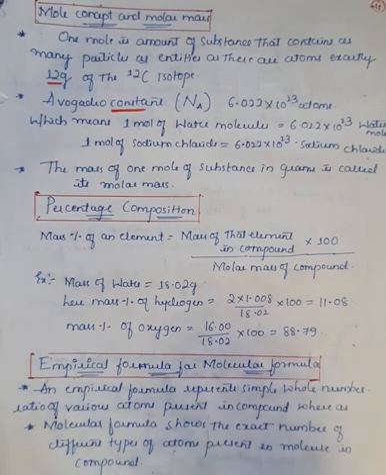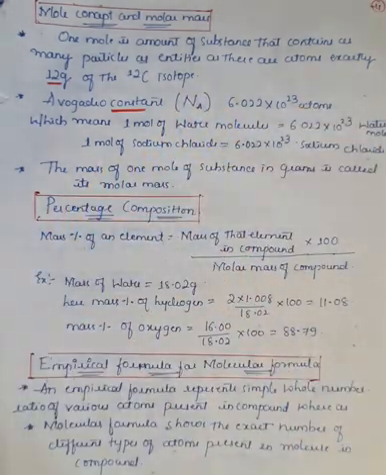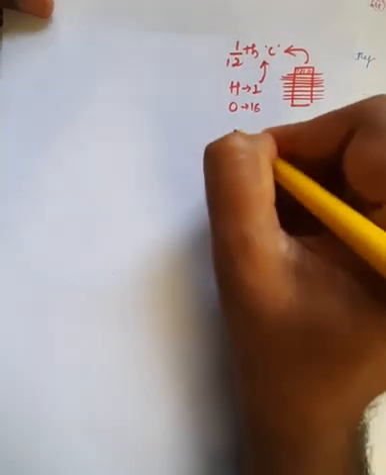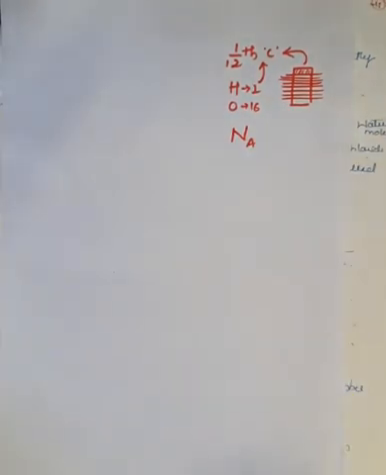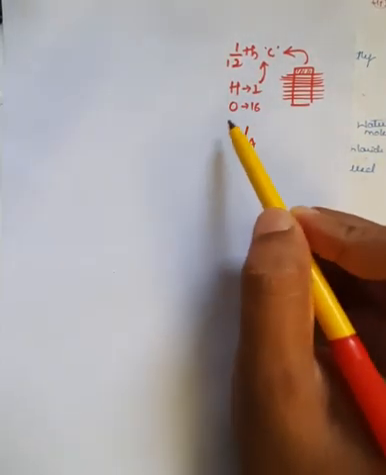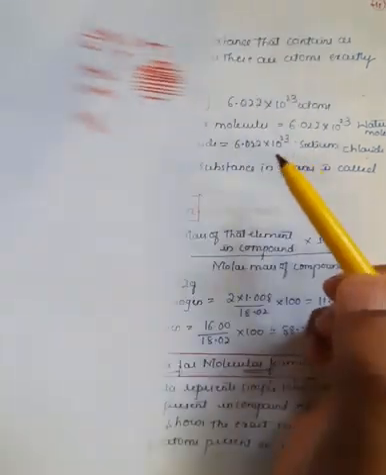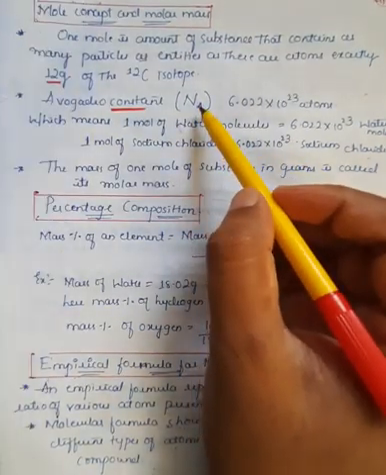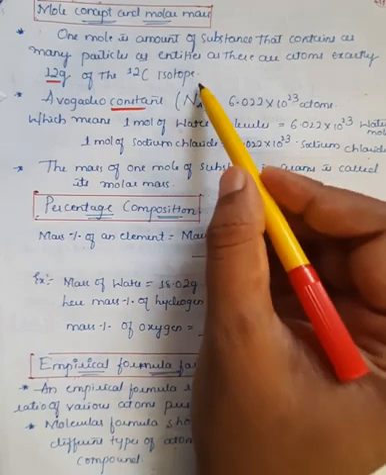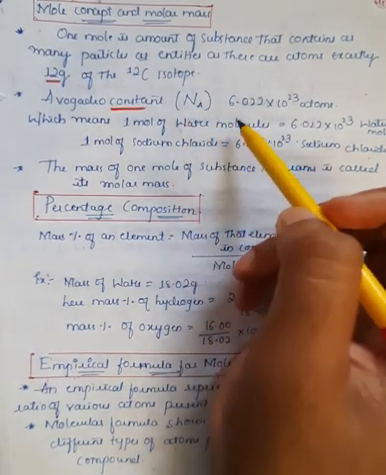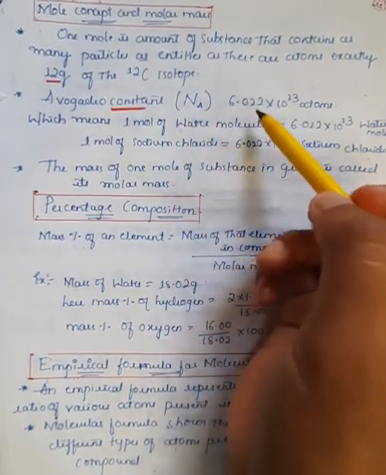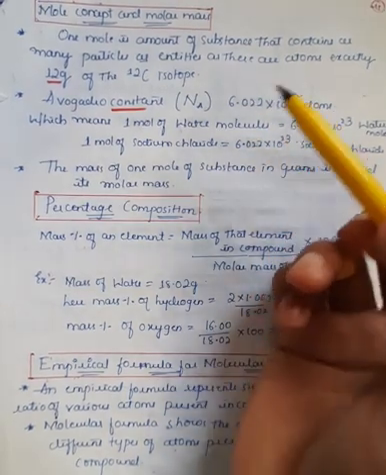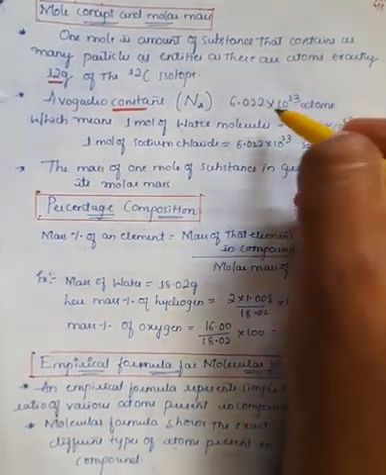The Avogadro constant is generally represented as capital N subscript A. The Avogadro value is generally recognized as capital N, which has a subscript. If we write below, we call it a subscript. If we write it above, we call it a superscript, right? And the overall value is 6.022 into 10 raised to 23 atoms, right? So this is the constant value.